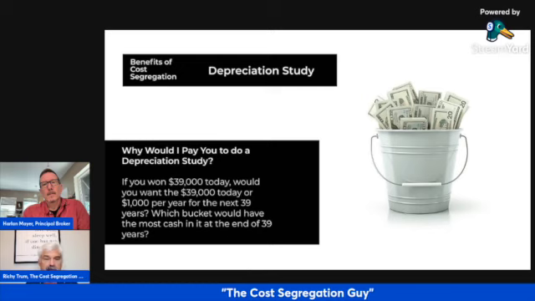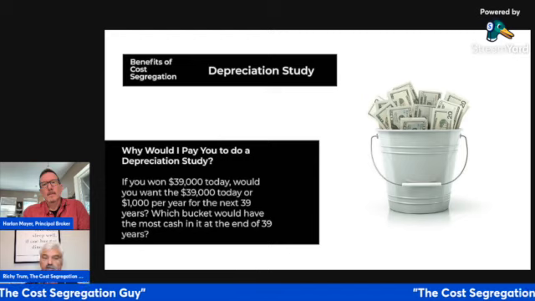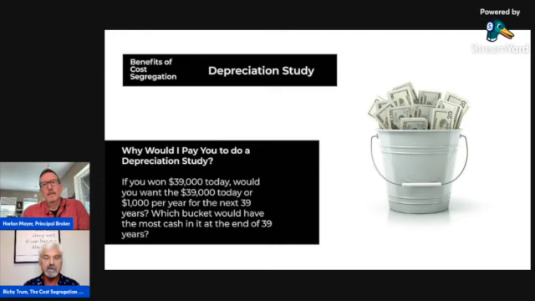I'm using $39,000 as an example because of 39-year assets, but if you won $39,000 today in the lottery, would you want the $39,000 cash today? Or would you rather just take $1,000 per year for the next 39 years? If you put those in a bucket, which bucket is going to have the most cash in it at the end of 39 years? So you realize how off track that argument is, about, well, you're going to get it anyway. Yeah, you're going to, but we can structure it better to optimize the depreciation expense to give you more cash flow. Yeah, make money before you make money.